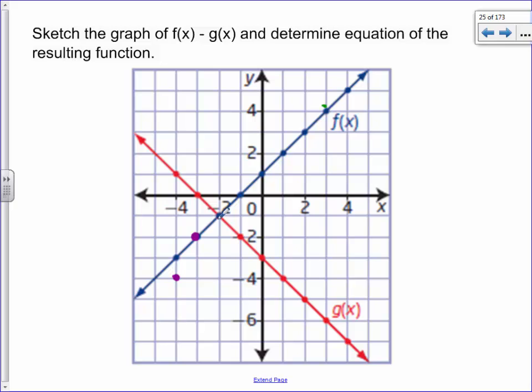Minus 1, minus 1. Good, 0, yep. I see a bit of a pattern starting. Okay, now keep in mind, we're doing blue minus red. So now blue is actually on top of red now. So 0 minus 2. 0 minus 2 is actually adding 2, so we're up here.